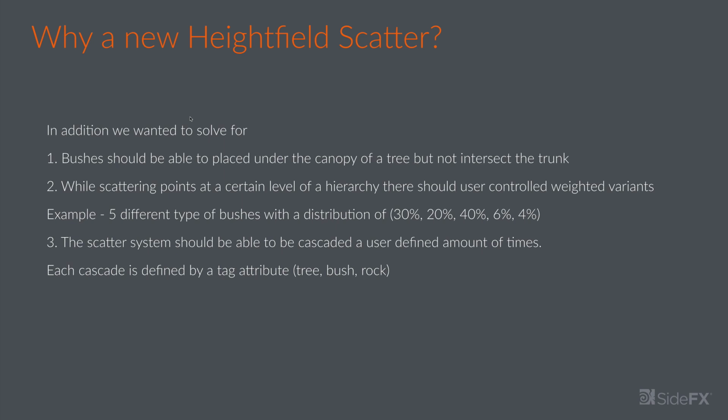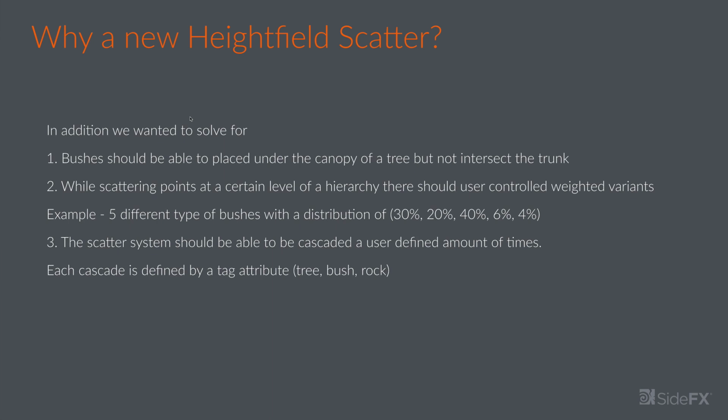In addition to that, think about a tree. A tree has two really radii. It has the trunk, which is kind of a hard radius that you can't penetrate. But it also has the canopy of leaves. And that canopy is high up, so you could place bushes or small sapling trees underneath the tree's canopy as long as it doesn't intersect the trunk. So we wanted a way to say what is the hard radius and what is the falloff.